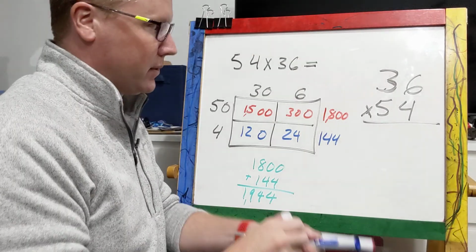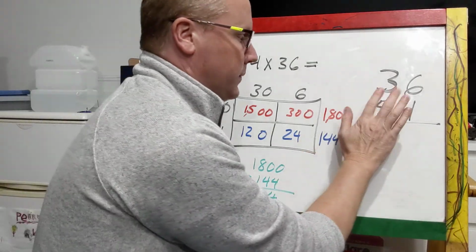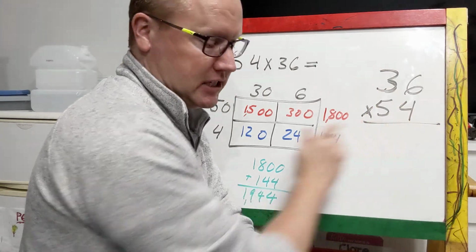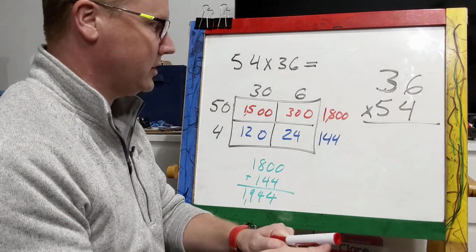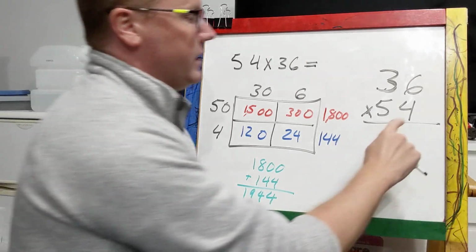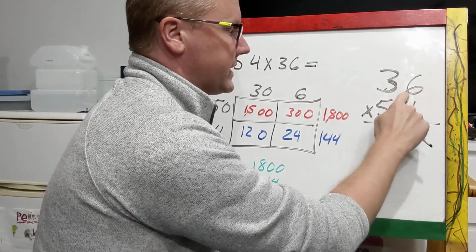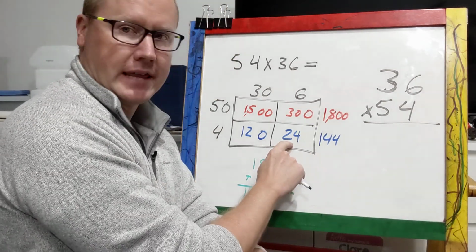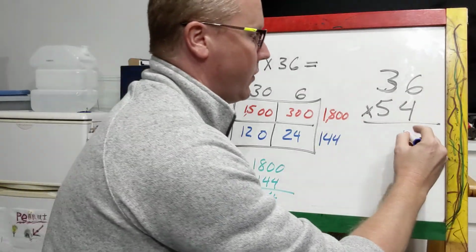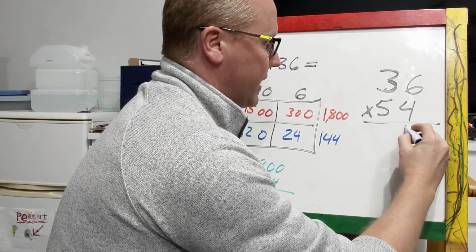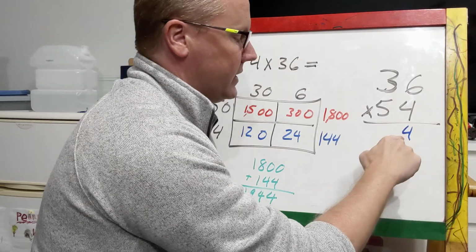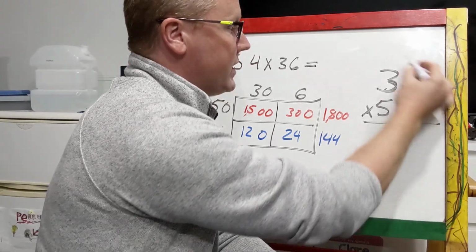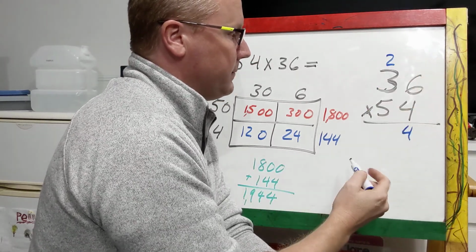So first, remember when we're doing our standard algorithm, we're going to ignore the 5 for right now, and we're just going to start multiplying by this 4. And so when we're multiplying by the 4, we're going to first do 4 times 6. And 4 times 6 equals 24. So I'm going to write my 4 right there because we can't write 24 in the one spot. We can only do that. So I take that 20 and I'm going to put it up there.